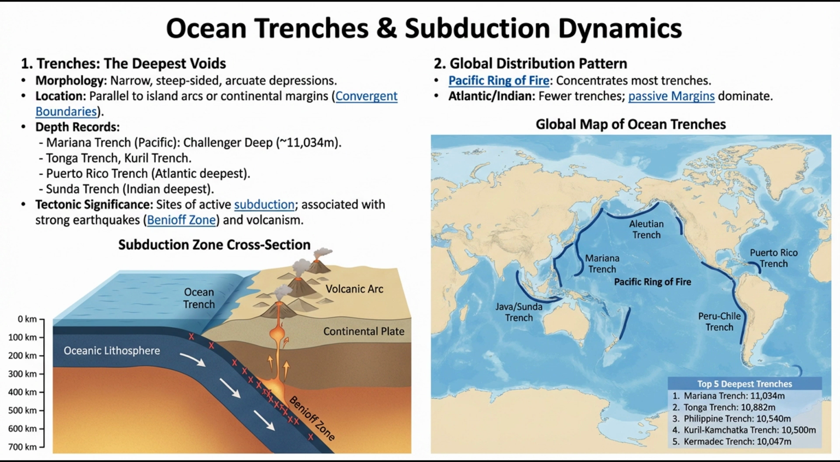However, there are exceptions like the Puerto Rico Trench in the Atlantic or the Sunda Trench in the Indian Ocean. But generally, the Pacific is shrinking due to these trenches consuming the floor, while the Atlantic is expanding. The depth of the trench often depends on the age of the subducting plate. Older plates are colder and denser, so they sink at a steeper angle, creating deeper trenches like Mariana. Younger, warmer plates resist sinking, creating shallower trenches. Concept clear, hey? Trenches are the graveyards of the oceanic crust.